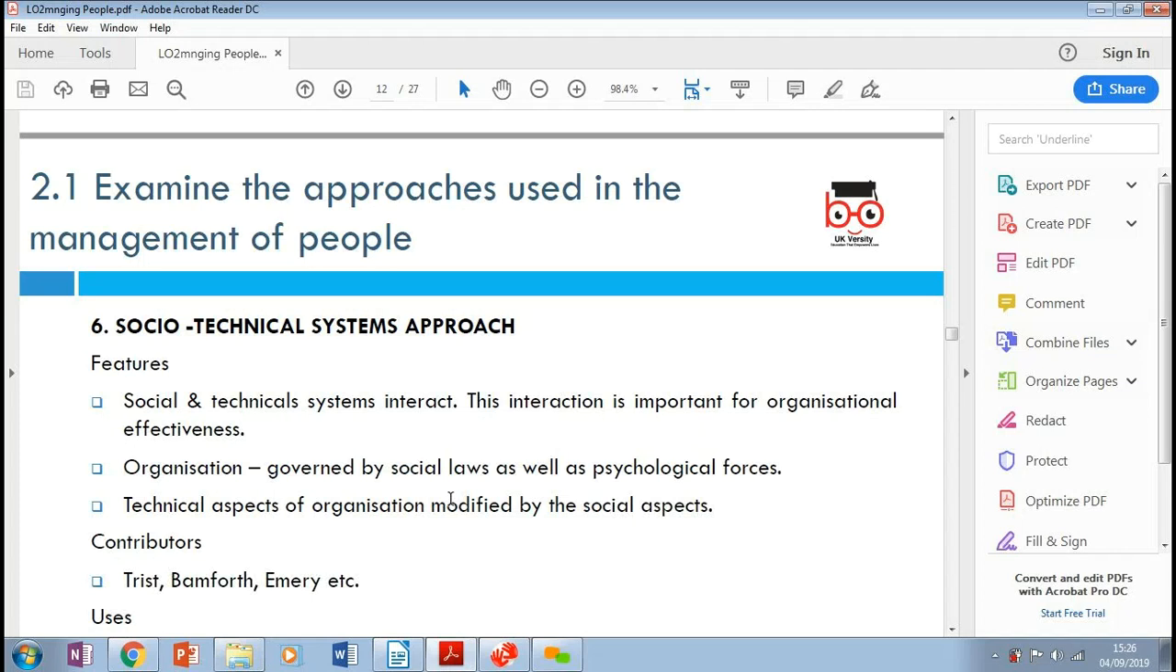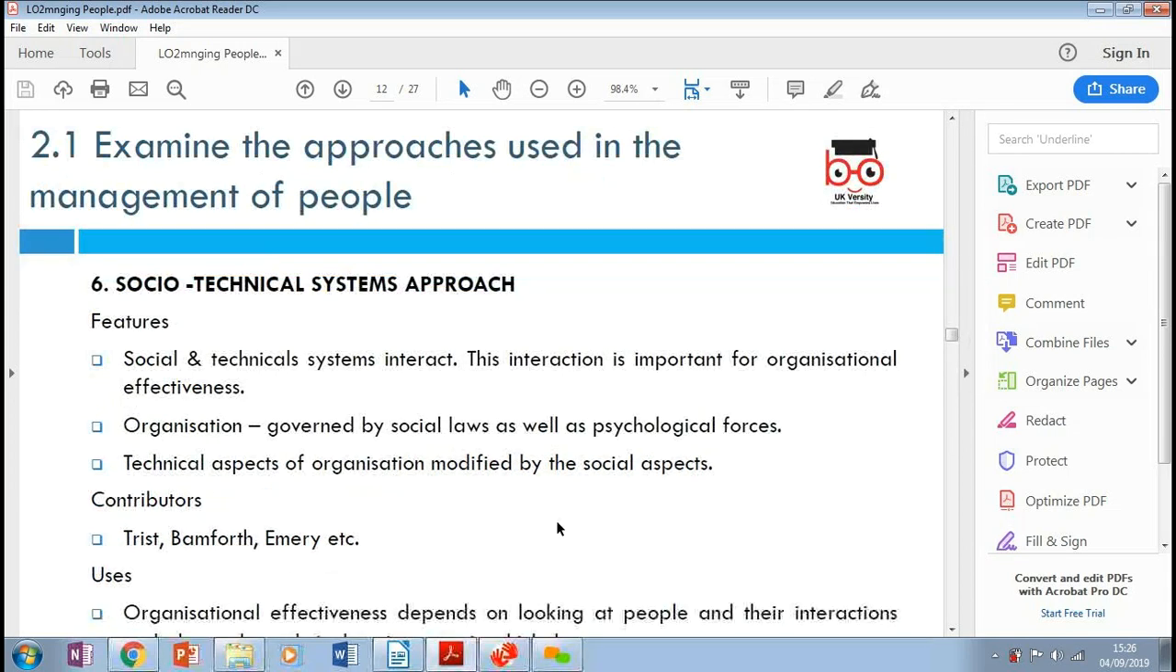This, as I say, 2.1 is about theory. We've covered the roots of those two theories, but now they're cascading down, I would say, under the umbrella of the two main theories. Socio-technical systems is an interesting one. It's been around for a long time.